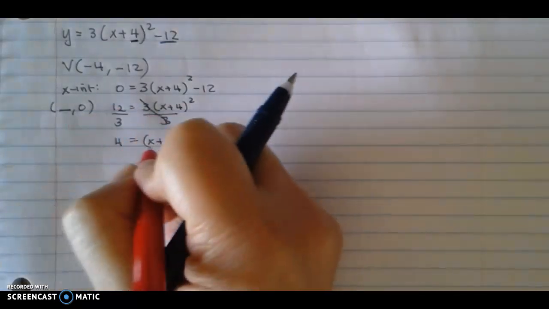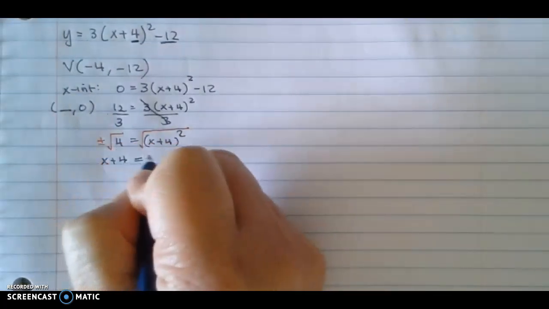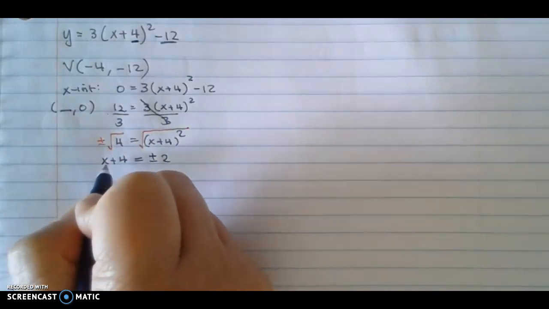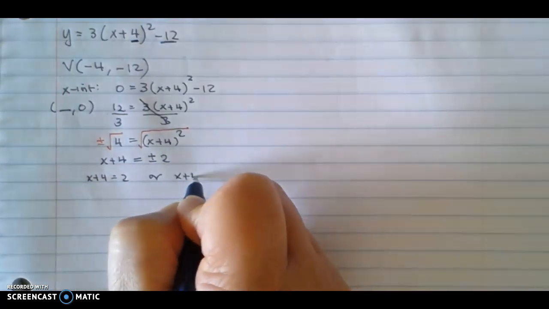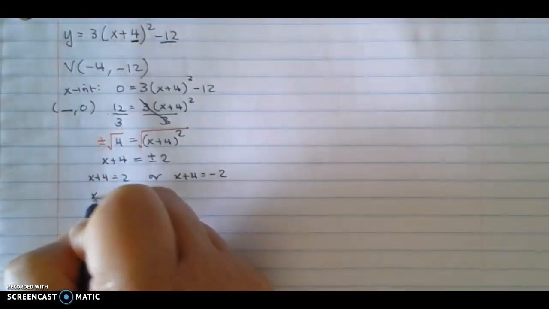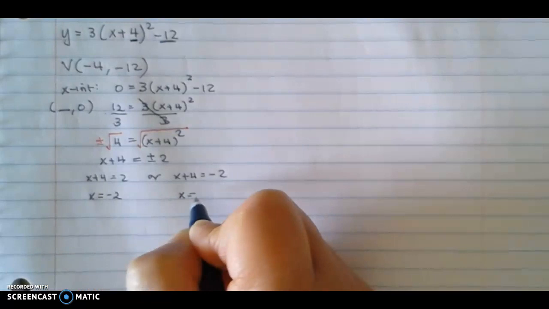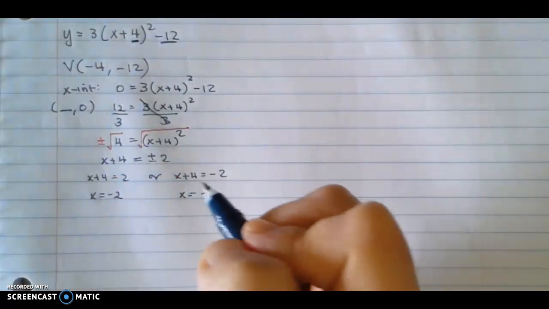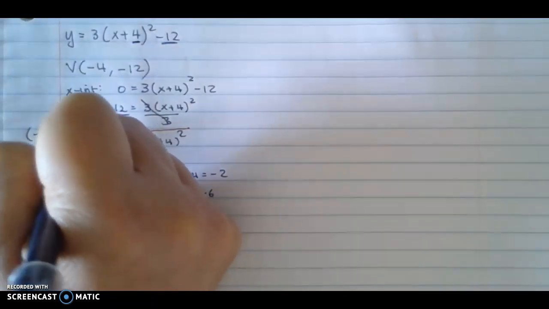From here, I am going to take the square root of both sides. Remember, this is solving by the square rooting method. That leaves me with x + 4 = plus or minus the square root of 4, which is 2, so plus or minus 2. That means x + 4 = 2, or x + 4 = -2. Subtract 4 from both sides: x is -2, or x is -6. So my x-intercepts are (-2, 0) and (-6, 0).